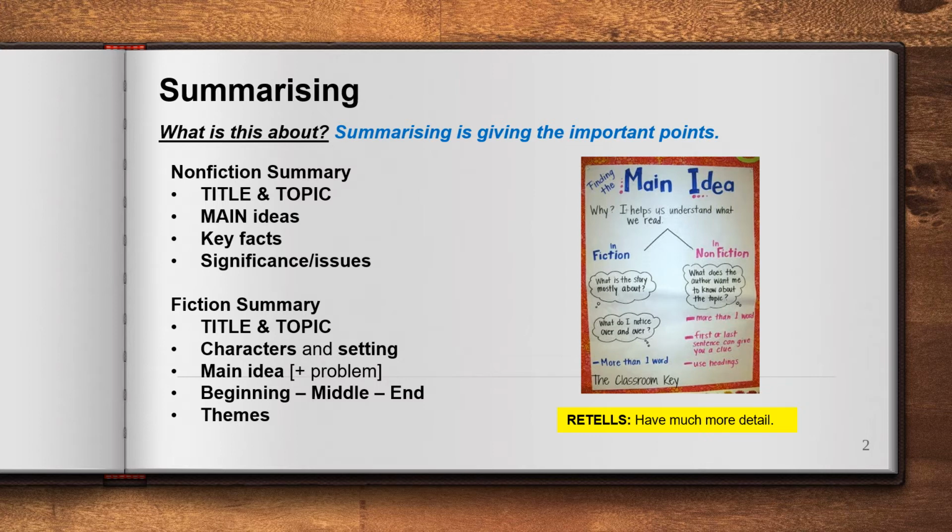topic matters. And if you were writing a fiction summary, you'd be making sure to write the title of the book and the topic of the book. You'd mention the characters and the setting. You'd want to talk about the main idea of the book and the problem that the characters are overcoming. And you'd go quickly from the beginning through to the middle and end, and you'd also name some themes. And I would just like to point out that retells have much more detail than a summary, which is pretty brief.